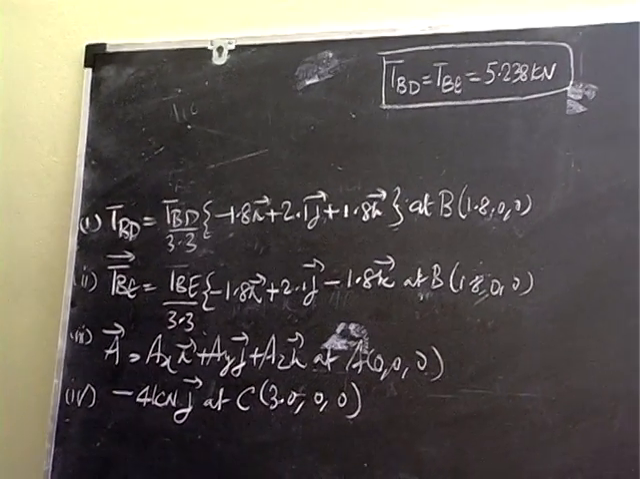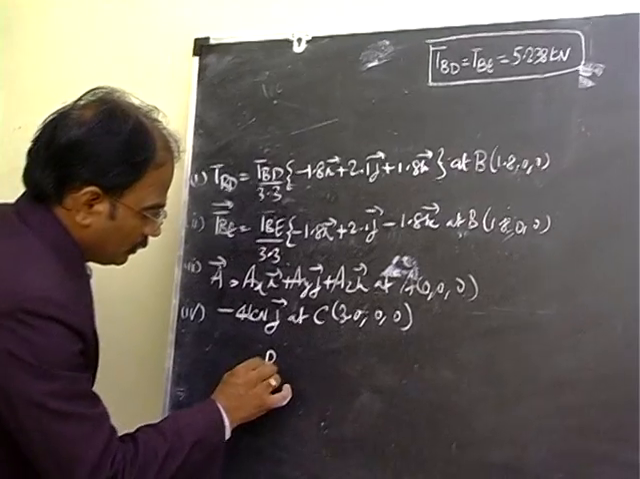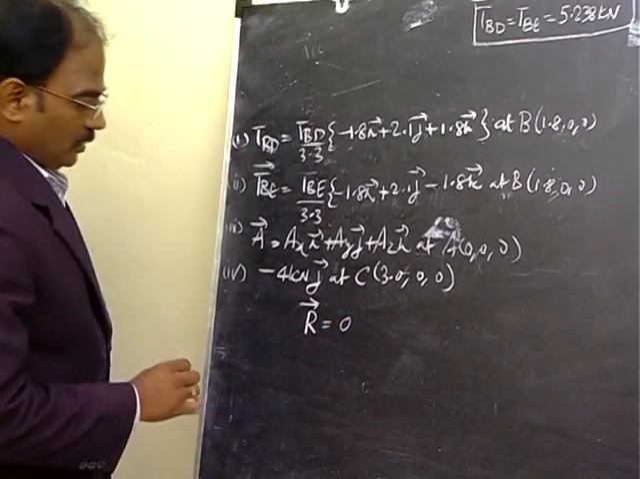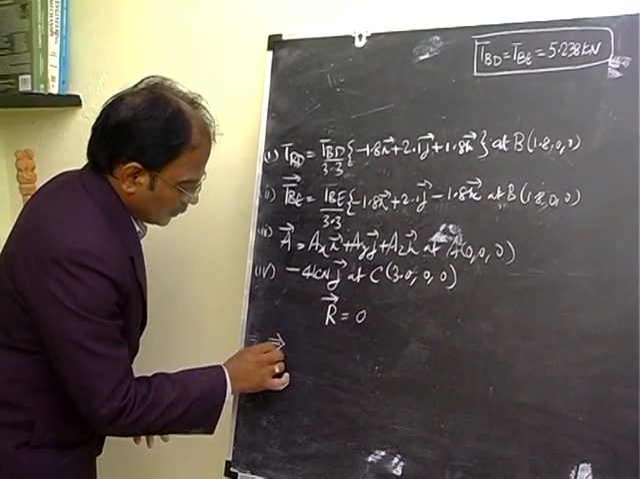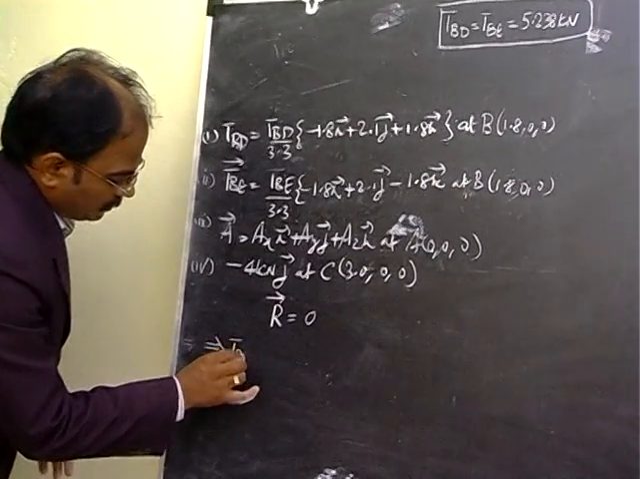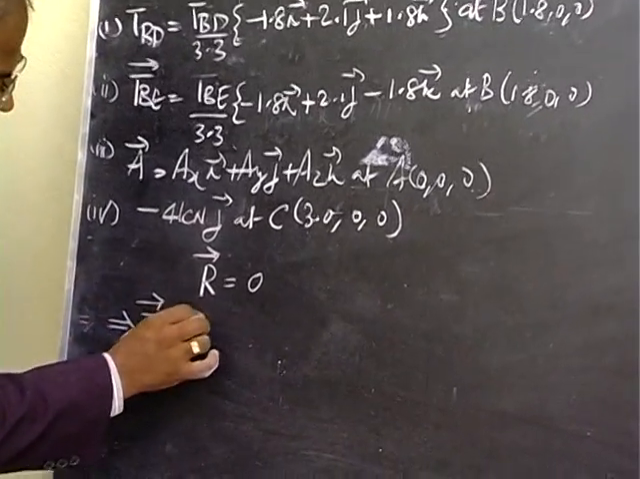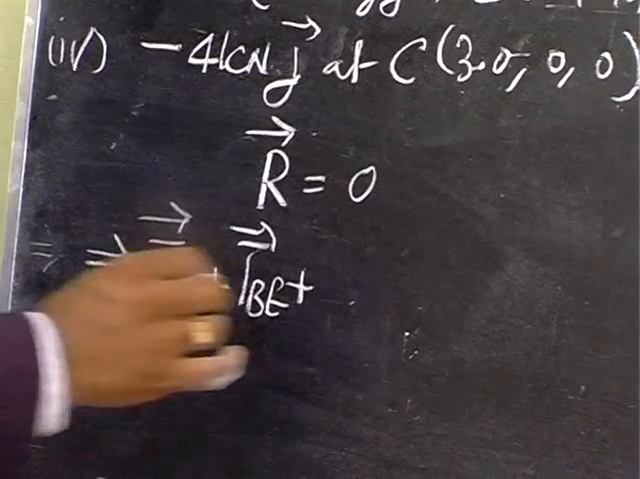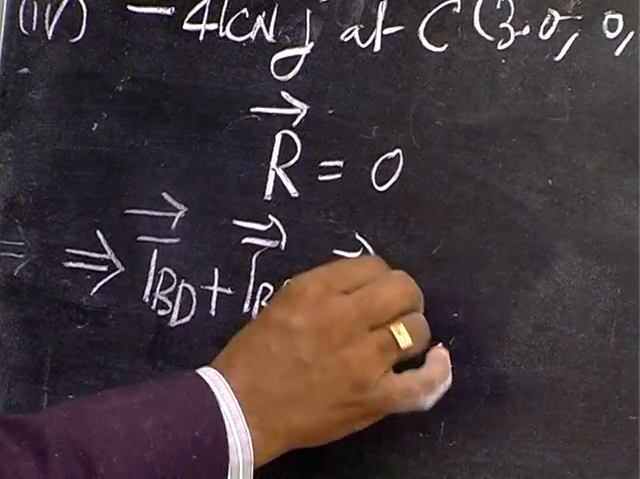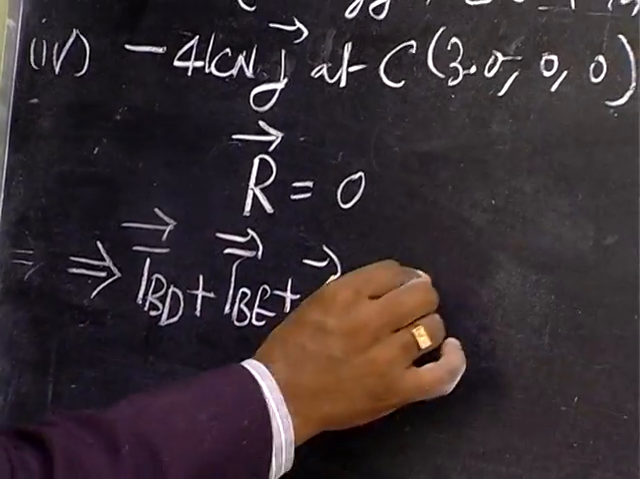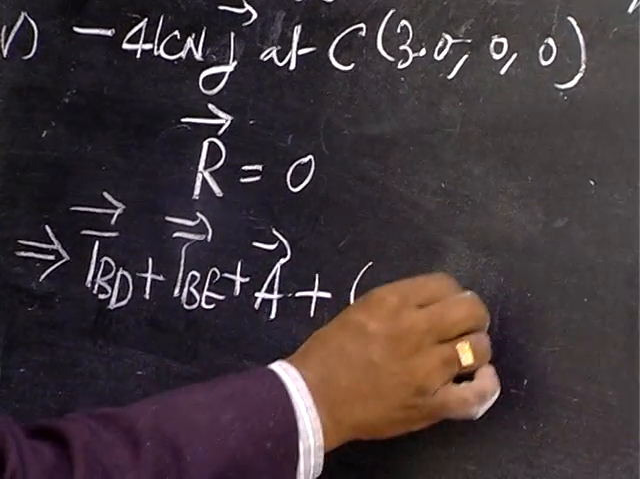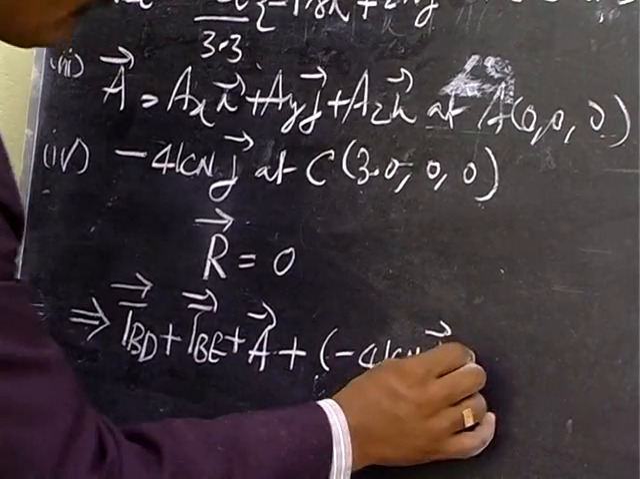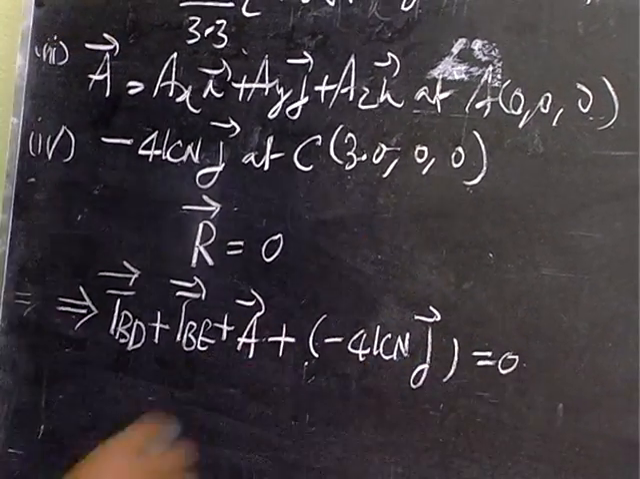Now applying the second equilibrium condition, it's very simple. We find out the resultant. Resultant R is equal to 0. This implies the first force, that is TBD, plus TBE, plus A vector, plus this 4 kilonewton vector, together becomes 0.